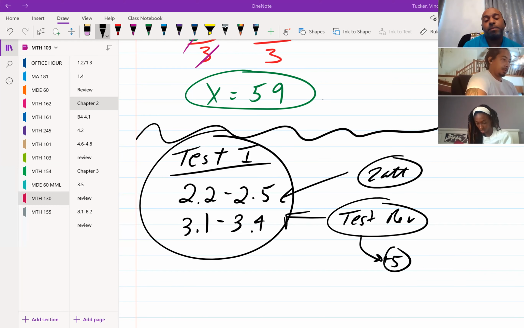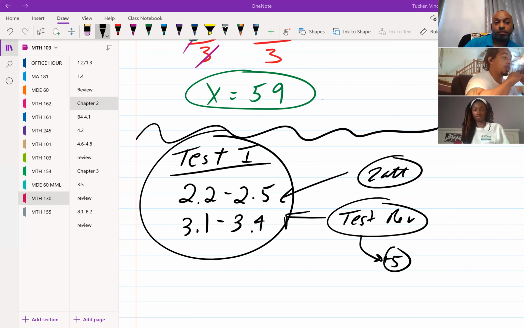Okay, so if we take it and say we miss 5 and we want to take it again, do we have to take the whole thing over again and it takes the best grade? Unfortunately, you do have to take the whole thing again, but it will take the best grade.